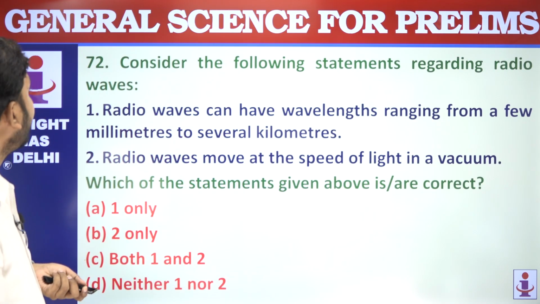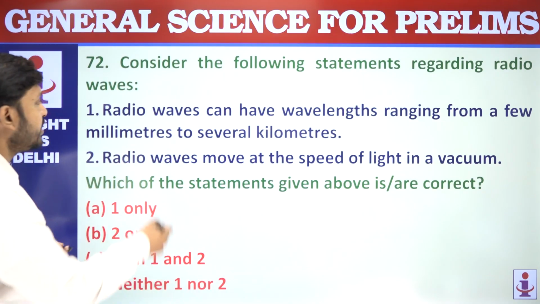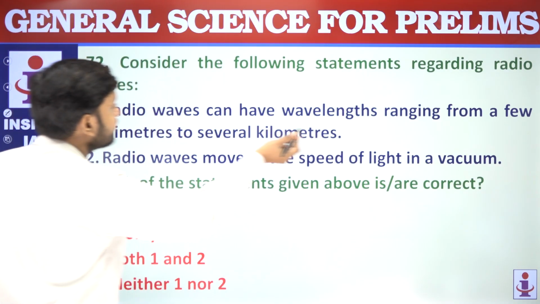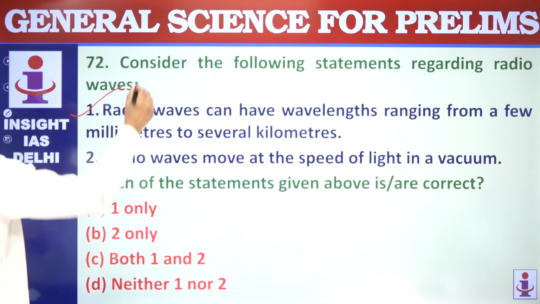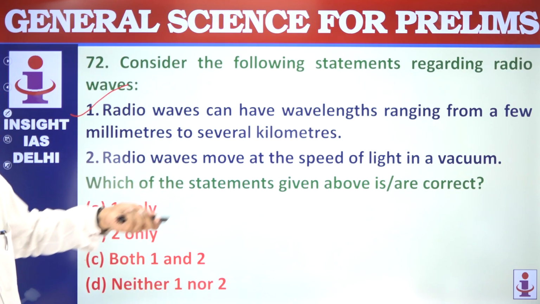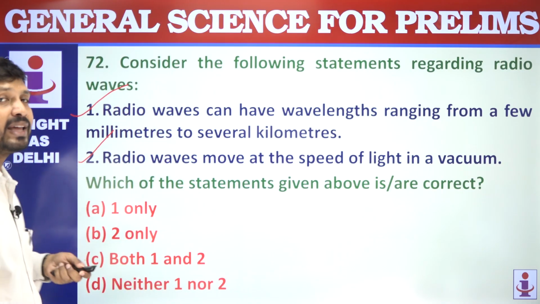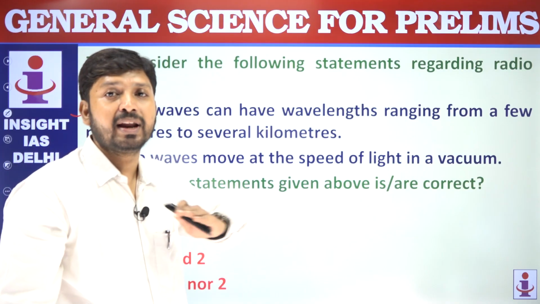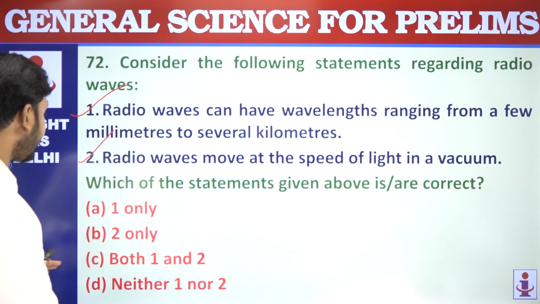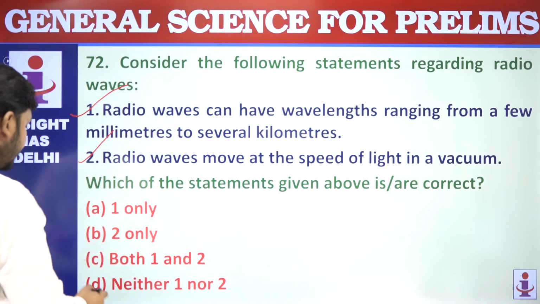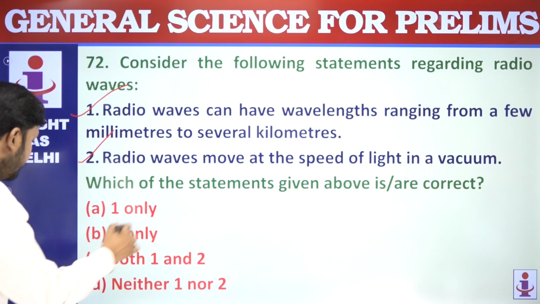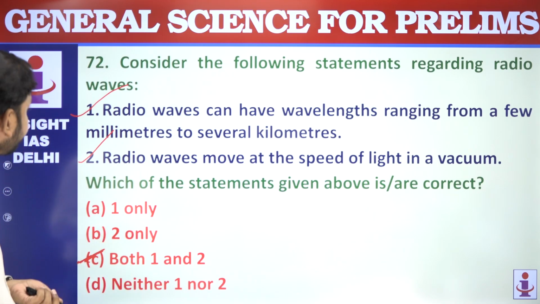Consider the following statements regarding radio waves. Statement 1: Radio waves can have wavelengths ranging from a few millimeters to several kilometers, right? Statement 2: Radio waves move at the speed of light in vacuum. This is also right. All electromagnetic radiation moves with the same speed of light in vacuum. So 1 and 2 are correct, and they are asking for the correct ones. So our answer will be C, that is both 1 and 2.